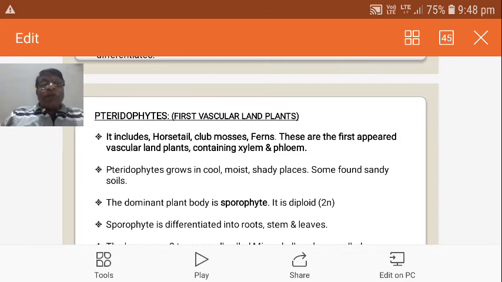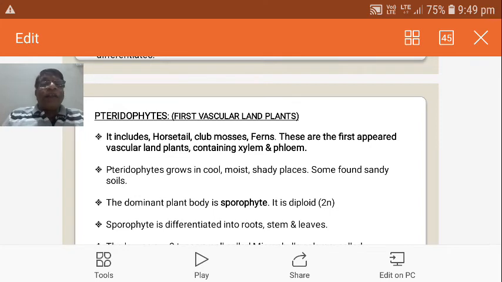In previous class you have studied the bryophytes. The dominant plant body in bryophytes is a gametophyte. But in pteridophytes it is sporophyte. What is the meaning of sporophyte? Sporo means spores, phyton means plants. The plant body which produces spores is called sporophyte.